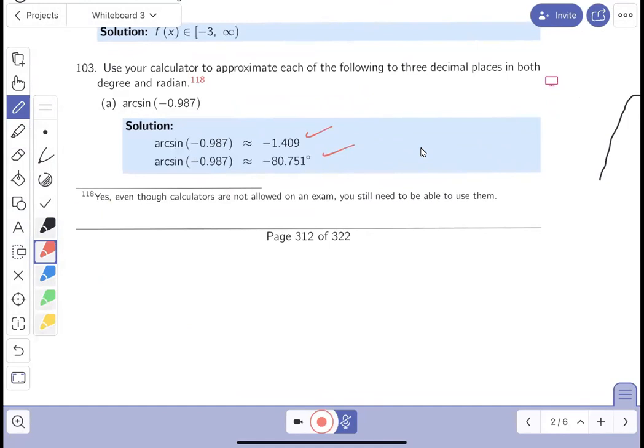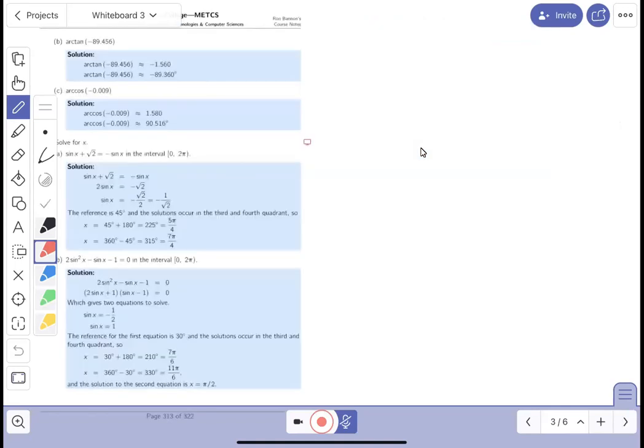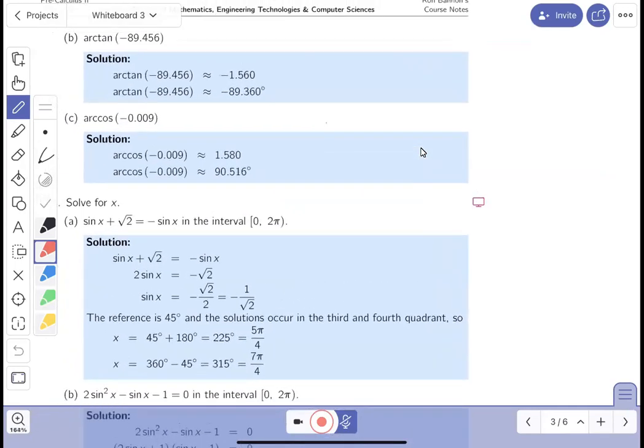If you're in radian mode, you would get -1.409. If you're in degree mode, you would get -80.751. You should learn how to use a calculator. Again, I know I say a lot to you. If you don't know how to use a calculator, please come by during office hours, and we'll be more than happy to help you. So again, these are also calculator exercises.